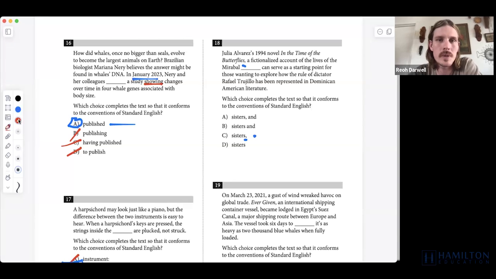So, few kind of red herrings here, a few distractors. When we look at A, you might have learned, okay, we need a comma and a FANBOYS to connect two independent clauses. And you like this idea of seeing a comma and a FANBOY, being 'and', connected to one another. However, does that function? Does what comes before that comma and after stand on its own? Julia Alvarez's 1994 novel In the Time of the Butterflies, a fictionalized account of the lives of the Mirabal sisters, and can serve as a starting point for etc. Okay, clearly that doesn't work.